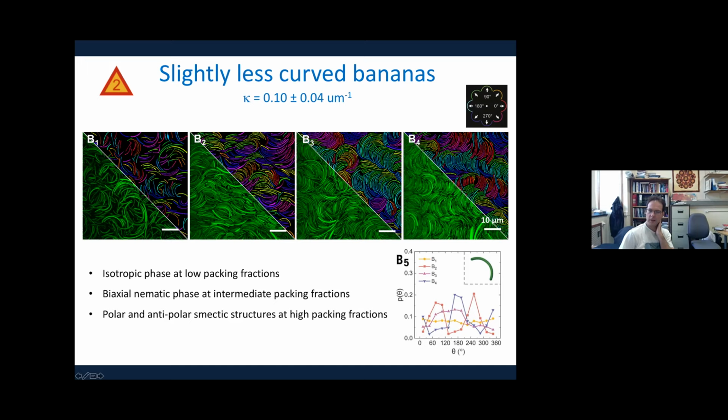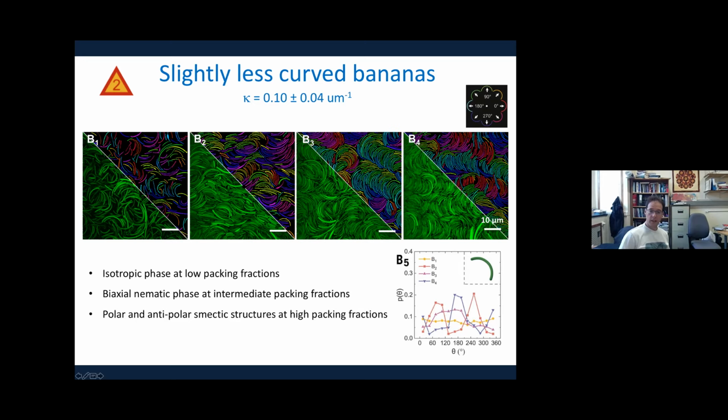In contrast to B4, where you can see beautiful layers of antipolar smectic structures, where the bananas have changed the direction of their curvature in every layer. So here, you could say they're all pointing in this direction, then here they're all pointing in that direction, then in the other direction again. So that's a typical antipolar smectic structure at high packing fractions.